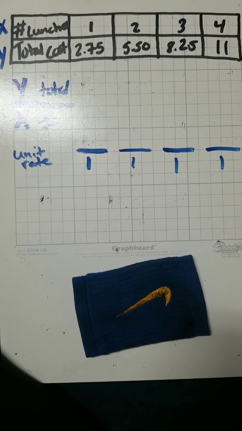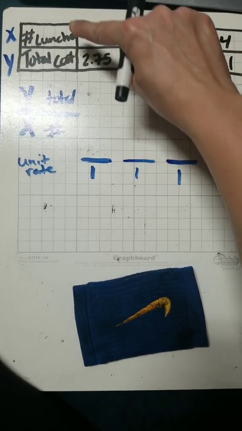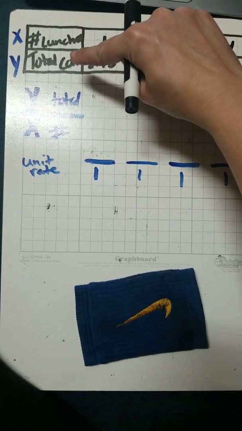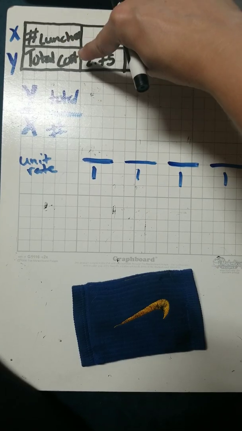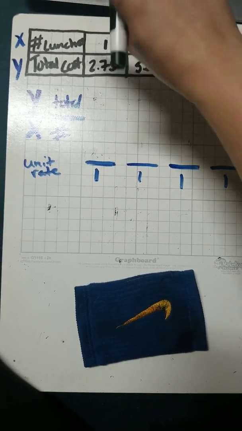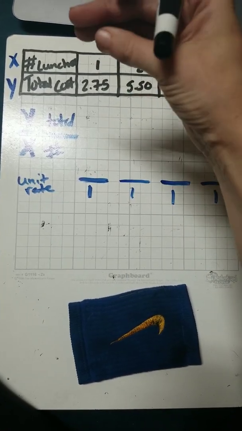In order to determine what the constant rate of change is, all you have to do is divide your dependent variable by your independent variable, or your y value by your x value. Because the total cost of your lunches depends on the number of lunches that you buy. So that is, total cost is dependent on the number of lunches that you buy.